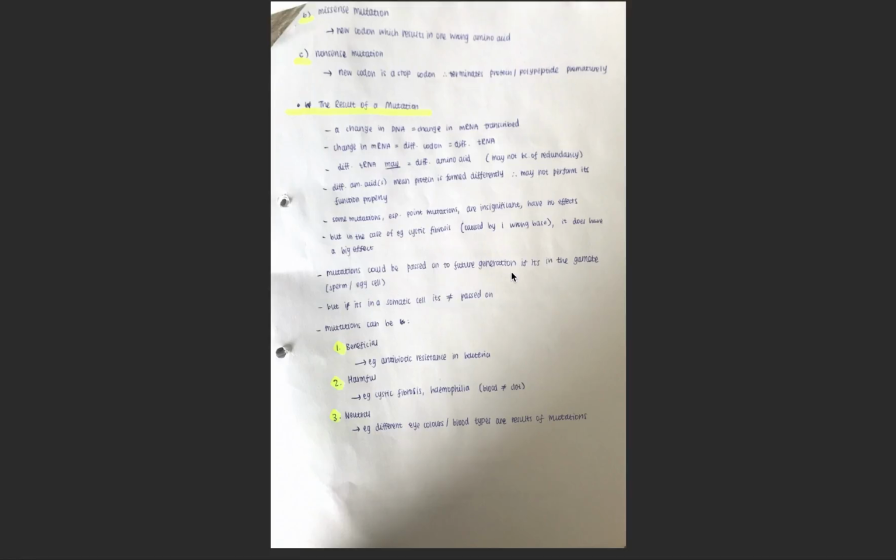Mutations can be passed on to future generations, but only if the mutations occur within a gamete, so a sperm or an egg cell. But if it's in a somatic cell, so a body cell, that's not passed on to future generations, then this mutation isn't hereditary.